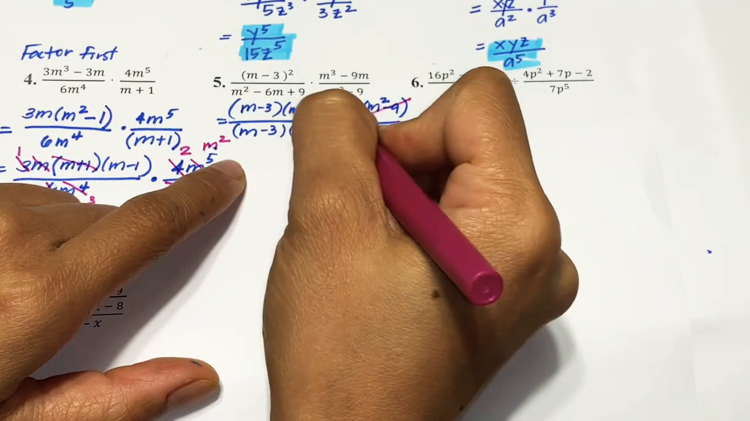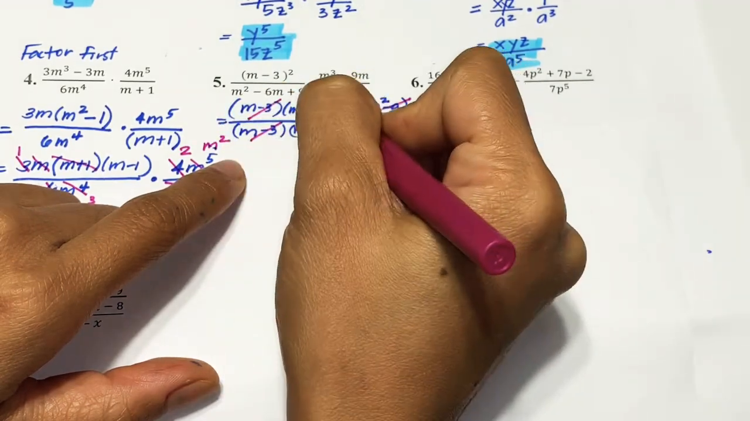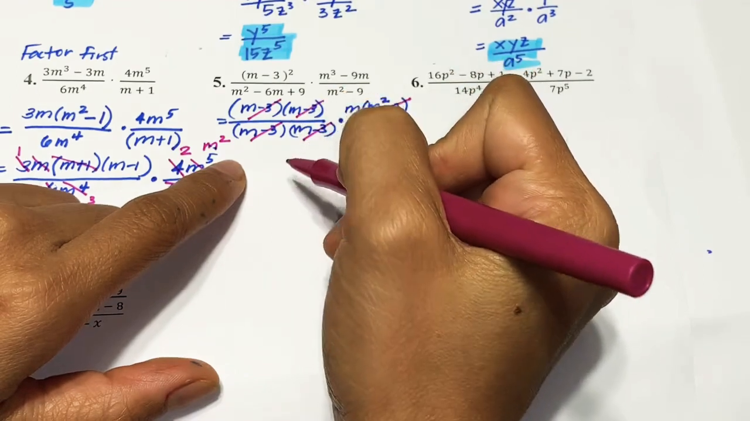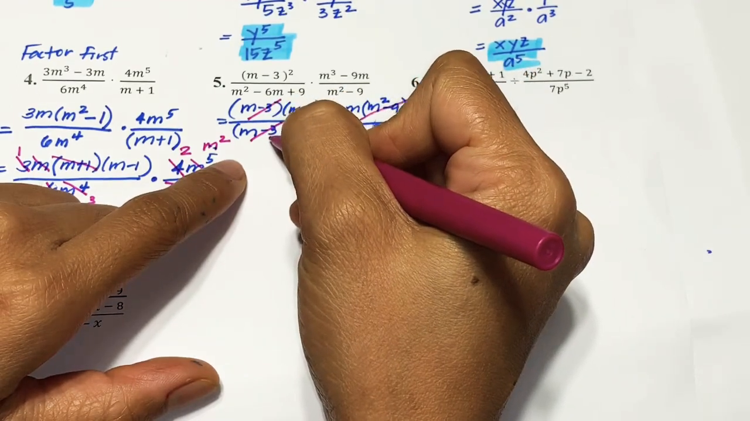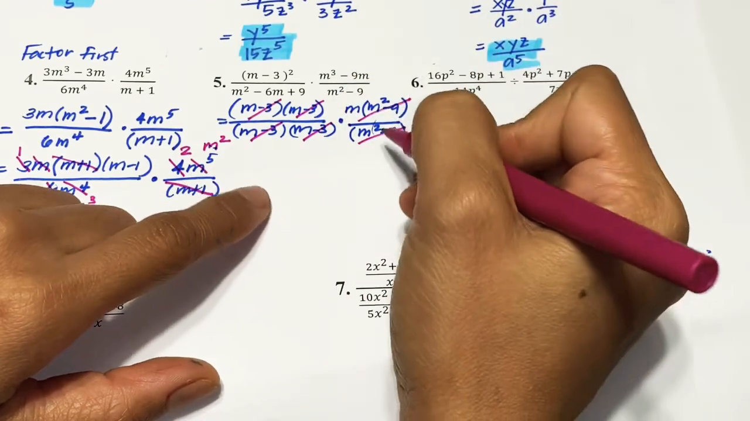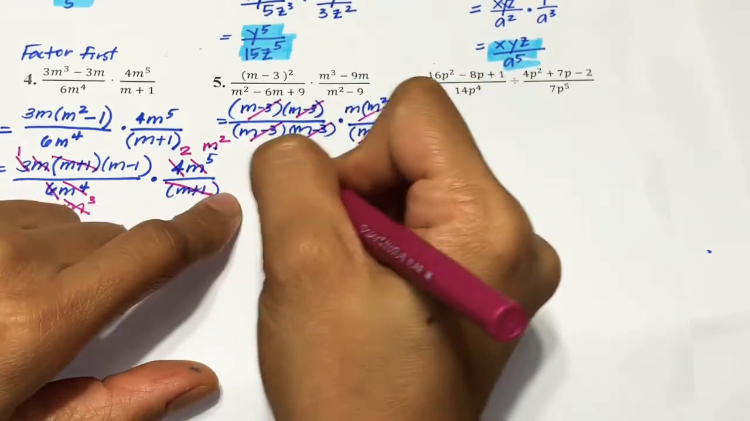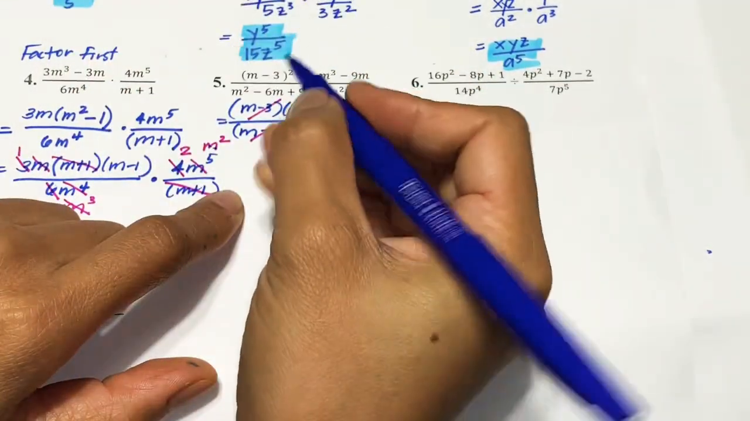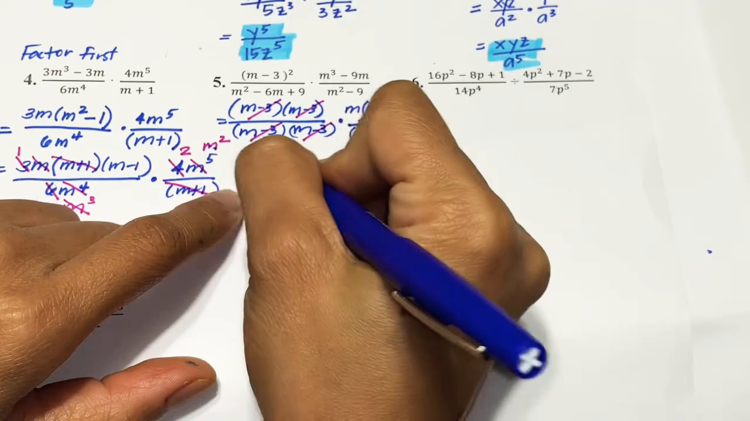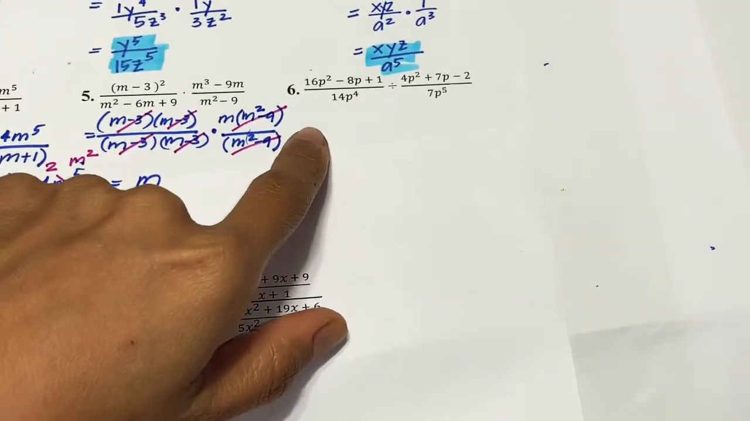Okay, here m minus 3, m minus 3, that cancels. 1 in the numerator, 1 in the denominator. So this pair cancels, this pair cancels out. So we're left with just the m. So final answer is m. Number 6.